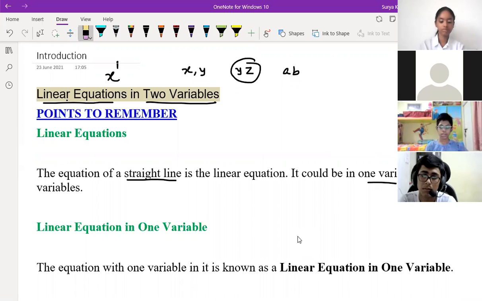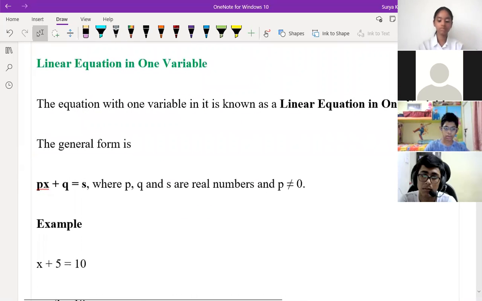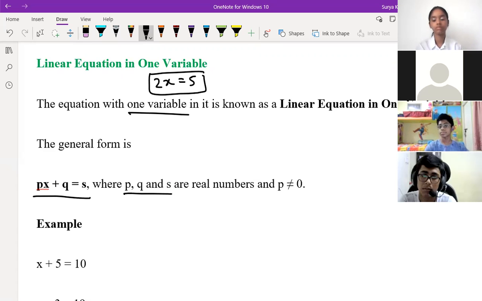Now linear equation in one variable, just go down a bit. Linear equation in one variable. An equation with one variable in it is known as a linear equation in one variable. If any equation has only one variable, like I told you before, 2x is equal to 5, this is a linear equation in one variable. The general form is px plus q is equal to s, where p, q, s are real numbers.